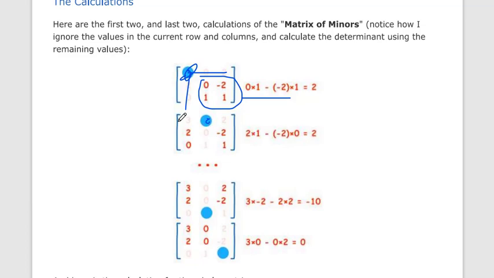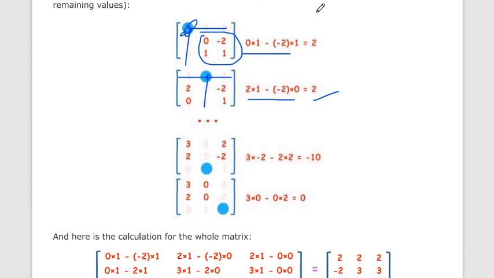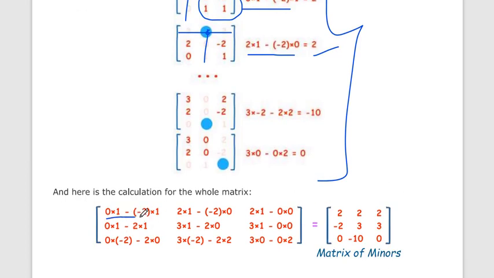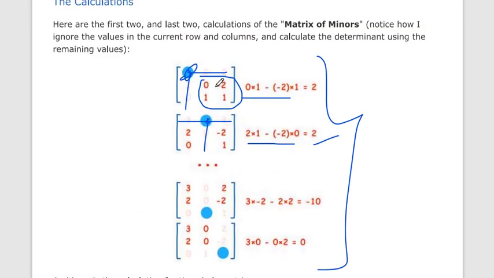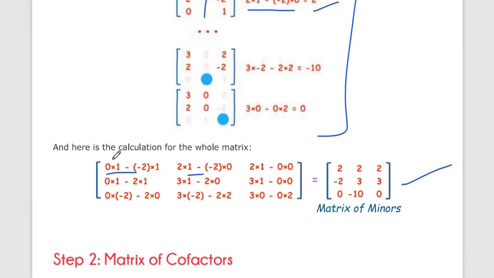Okay, for second row, second column, this will become a 2 by 2 matrix, find its determinant. So for every value we have to find the determinant of its minor matrix. Okay, here you can see that. So this is a matrix of minors. We only have to remove its row and column, and put the determinant of this 2 by 2 matrix in this position. Okay, so we have the matrix of minors.